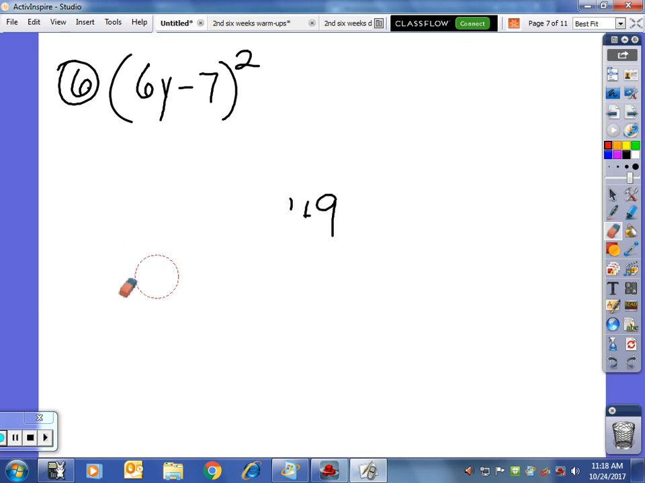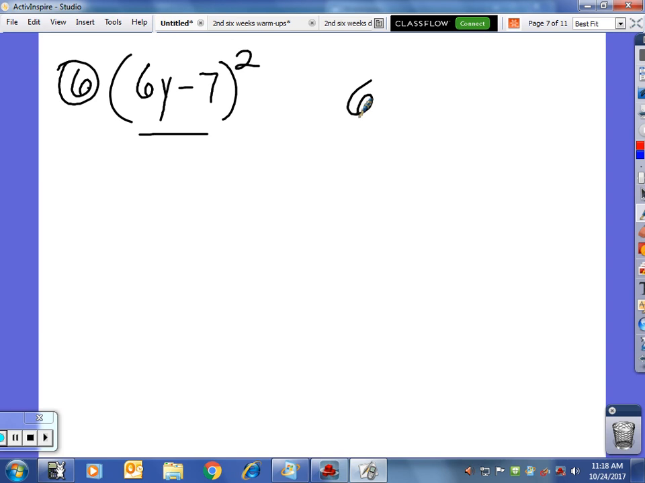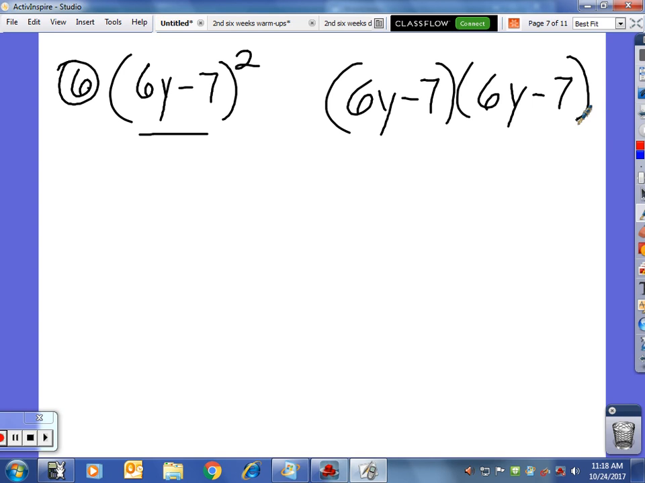You cannot do this in your head. This is just like the problems we did 5 minutes ago. This is a binomial times itself. That literally means 6y minus 7 is going to multiply by 6y minus 7. How many terms should you get? 4, not 2.